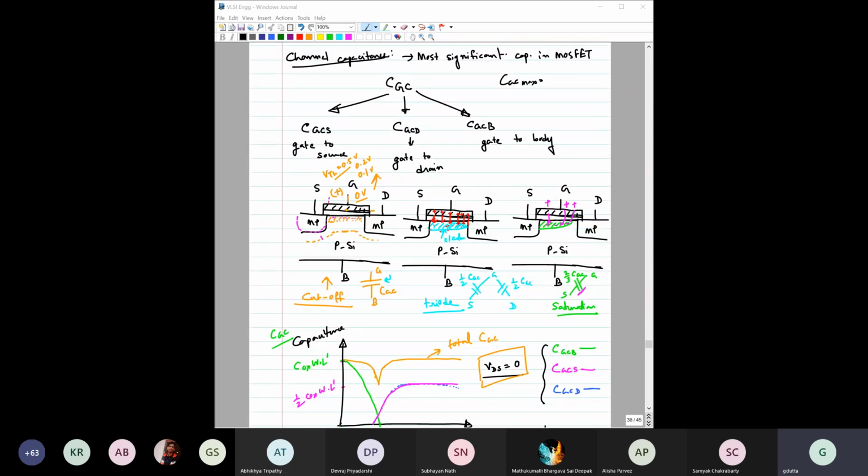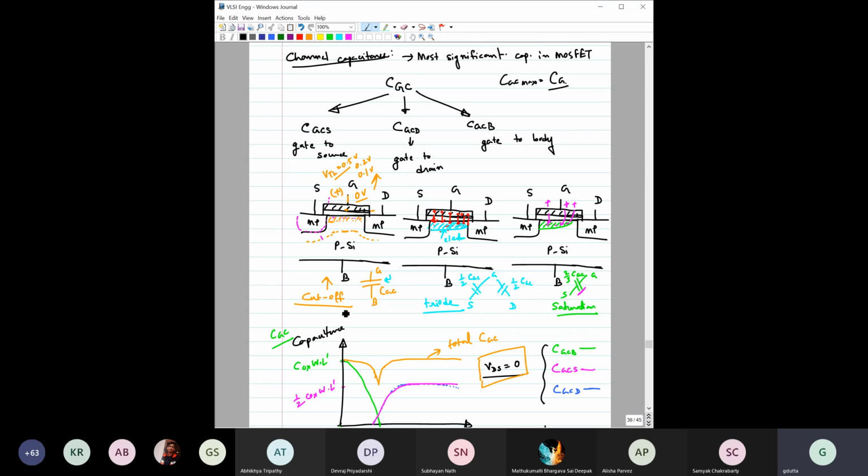Then after that, we started our discussion on channel capacitances. Regarding channel capacitances, we have seen that the maximum channel capacitance would basically be the gate capacitance. But depending on the region of operation, whether the transistor is in cutoff, triode, or saturation, this capacitance can be divided into three parts: gate to channel for the source, gate to channel for the drain, and gate to channel for the body.